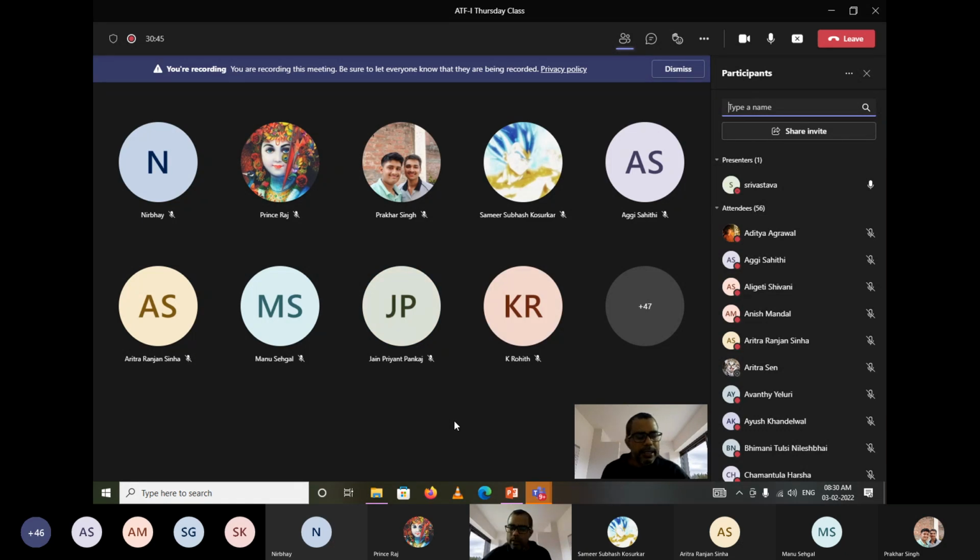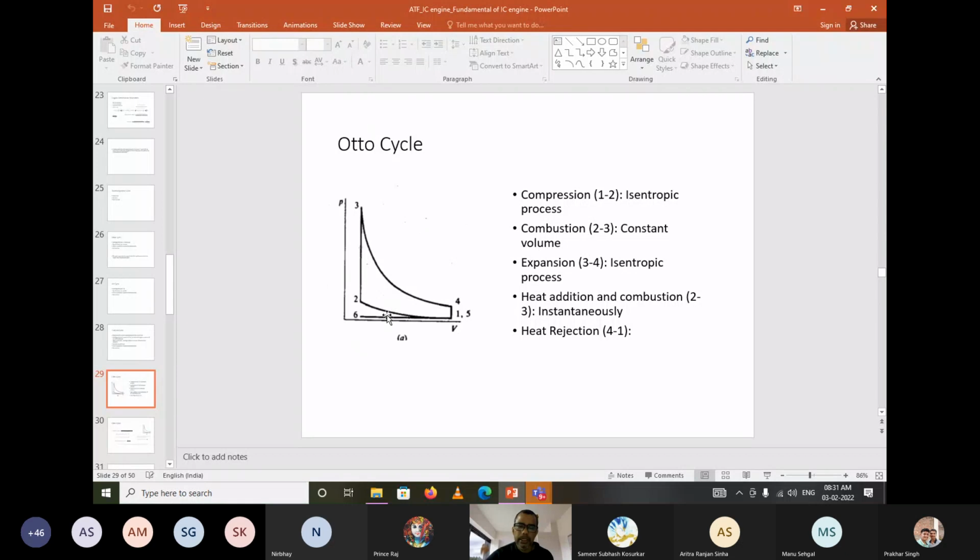Otherwise, the other way is not possible, that the piston goes to the top dead center and remains fixed there until the combustion is finished. So in another sense, combustion is taking place so fast that its duration delta T tends to zero. That is the assumption that comes to our mind. In reality, obviously, it is not going to happen. Combustion takes place over a finite interval of crank angle.